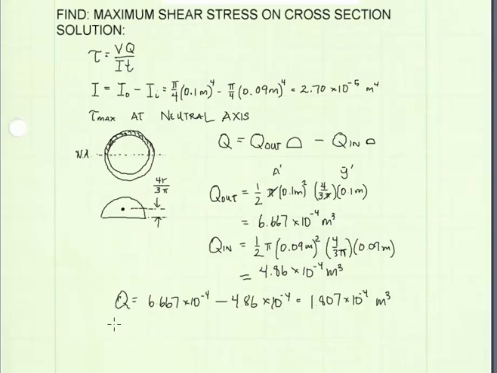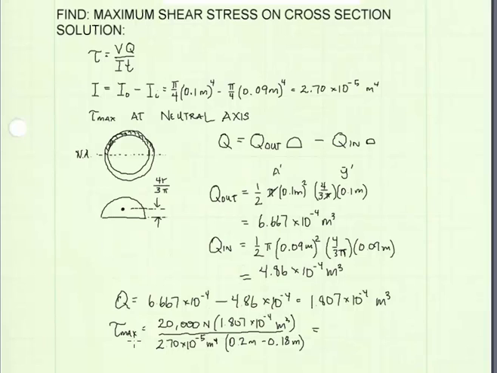Now we can solve for maximum shear stress. Filling in the variables for the shear formula, V is 20,000 newtons, Q we found above, I we found above, and t is the width of the member at the point we're evaluating stress. And if we look at our cross-section, we're evaluating stress at the neutral axis, so the width of the member is the two wall thicknesses.